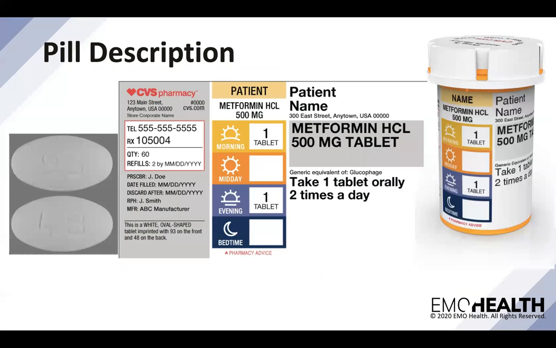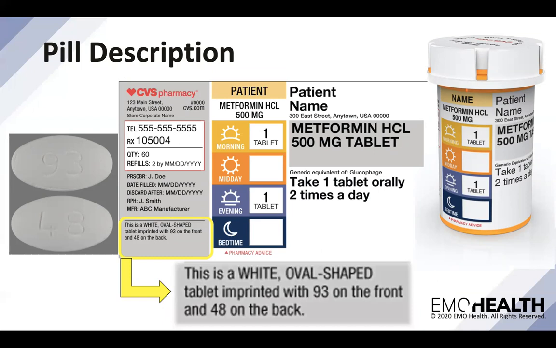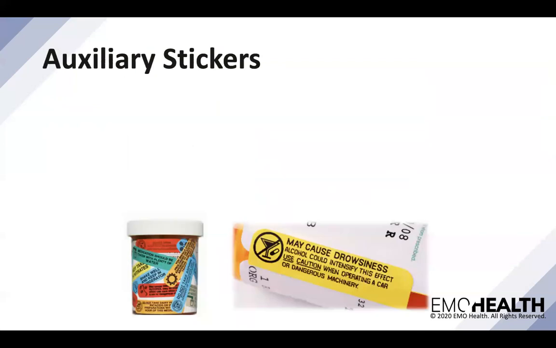Here is an example of what a pill description looks like on the side of the bottle. So just to highlight here at the bottom, blow it up so you can see it. What it says is this is a white oval shaped tablet imprinted with 93 on the front and 48 on the back. Now, if you open up the top of that vial, all the way on the left, you're going to see a picture of what's inside. There you go. There is your metformin tablet, white oval shaped, 93 on the front, 48 on the back.